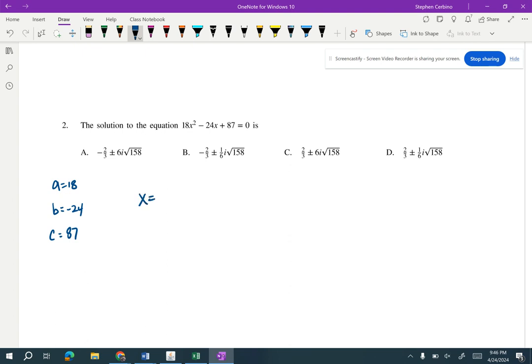So we could say x equals the negative or the opposite of b, so 24, plus or minus, let's plug it in right this time, negative 24 squared, use parentheses when you have negative numbers, minus 4 times 18 times 87, all divided by 2 times 18. So now I've got to figure out what that number comes out to be.